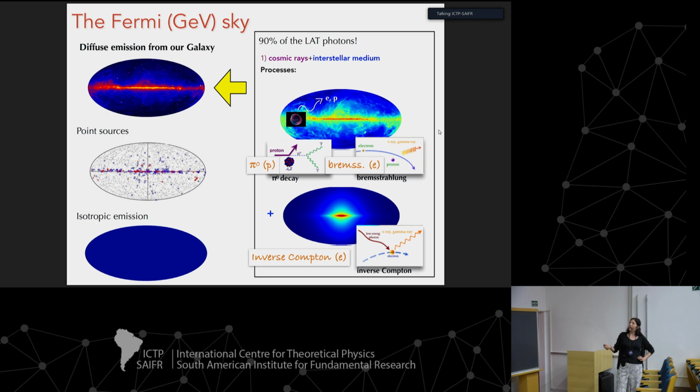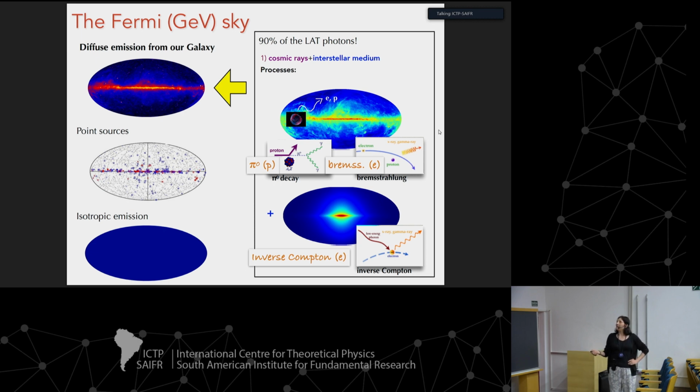Another one is Bremsstrahlung. Electrons in the field of protons crossing the gas emit Bremsstrahlung emission, and this is another component. Both of these components have as target the gas, atomic and molecular hydrogen in the galaxy. Basically, both of these emissions, charged cosmic ray protons and electrons hitting gas, have the morphology of the gas maps. This is very important when we do the modeling. Anything that looks like gas is basically due to these two processes.